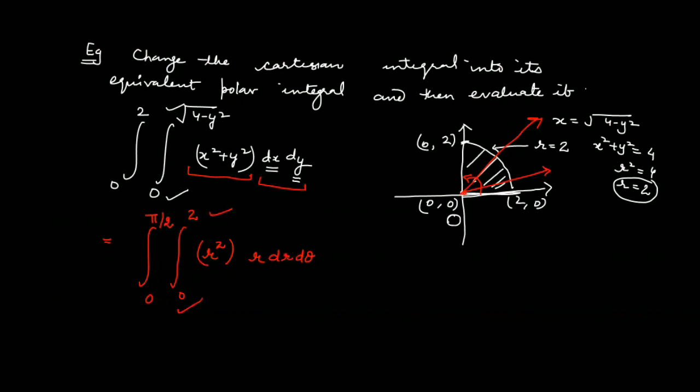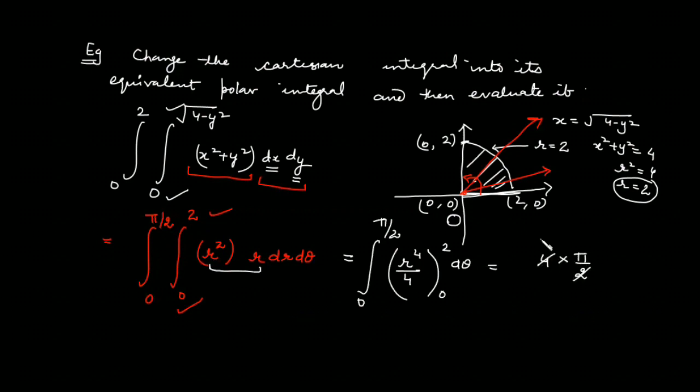Now we can evaluate it. We can club this r, this is r cube. When you integrate this, you get r to the 4 by 4. Substitute the limits. You get 2 to the power 4 by 4, which is 4, into d theta. So when you integrate with respect to theta, you get theta, and when you substitute the limits, you get pi by 2. So this is 2 into pi. So this is the value of this double integral.